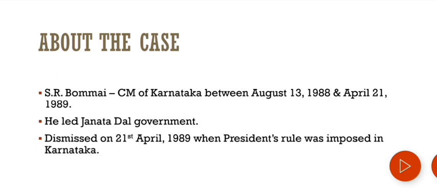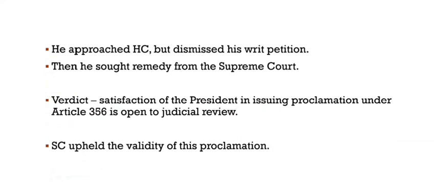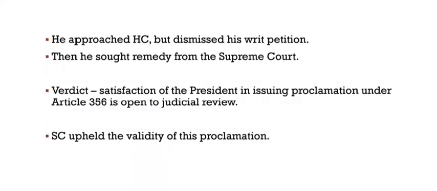But that particular governor at that time refused to give him an opportunity. So what Mr. Bommai did was go to court against the governor's decision to dismiss his government and impose President's rule. He approached the High Court first, but the then High Court dismissed his writ petition. Then he sought remedy from the Supreme Court.